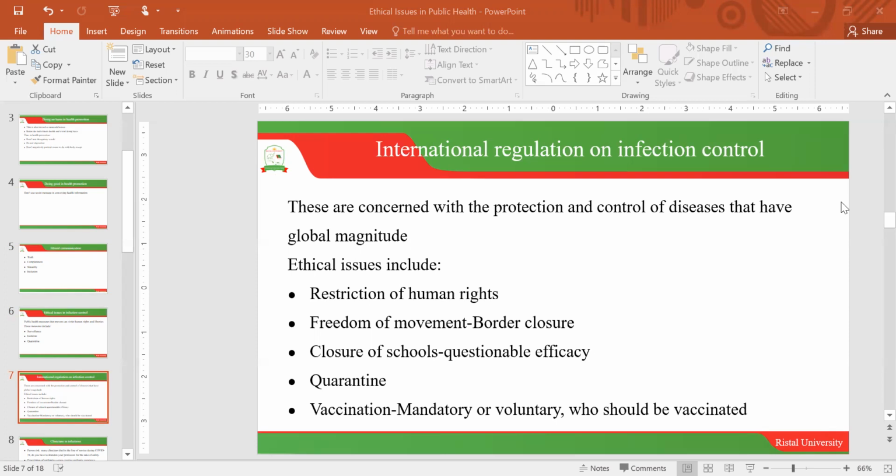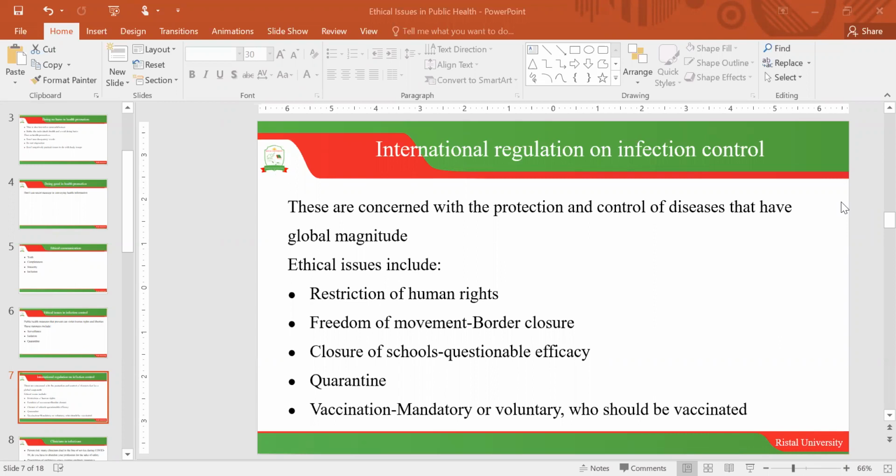Okay, so the other issue is restrictions on international travel, especially in the context of communicable diseases like COVID-19. If you don't allow people to move freely because they are going to carry a contagious disease, that is an ethical issue because you're violating their rights to free movement.